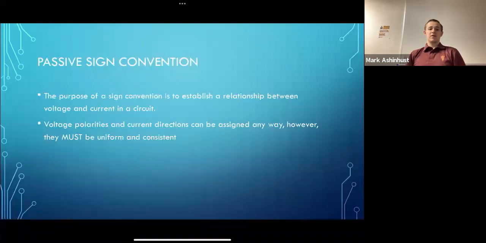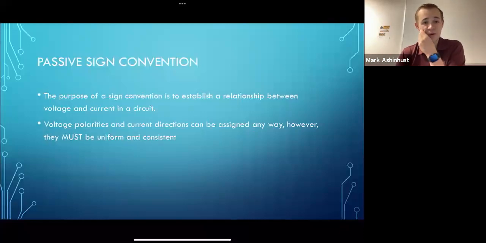So we'll start with passive sign convention. That's what's used most often, so that's where I'm deciding to begin. The purpose of sign conventions in general is really establishing a relation between your voltage and current in the circuit. And passive sign convention is one of the two ways we are going to represent that. The reason we have passive or active is just because they need to be uniform and consistent, so you need to choose one of the two.